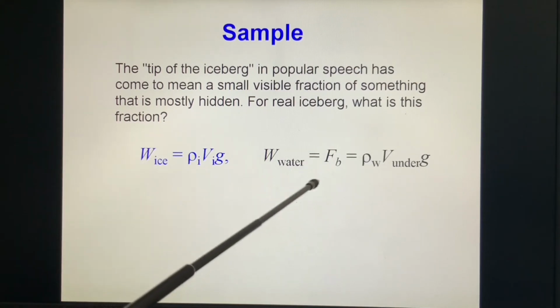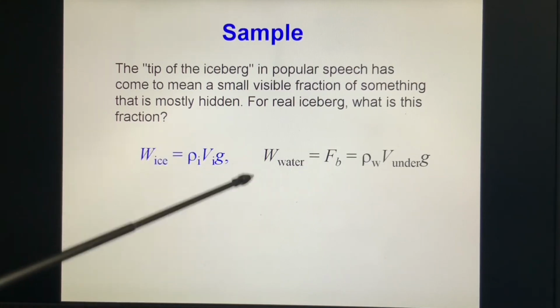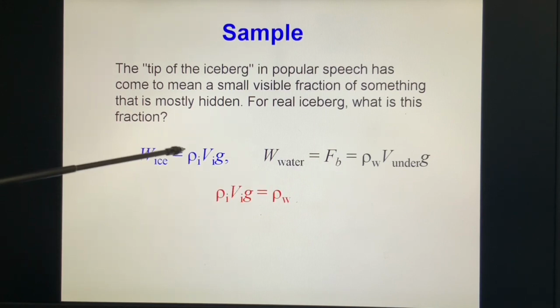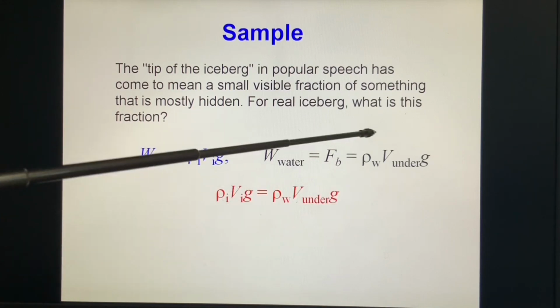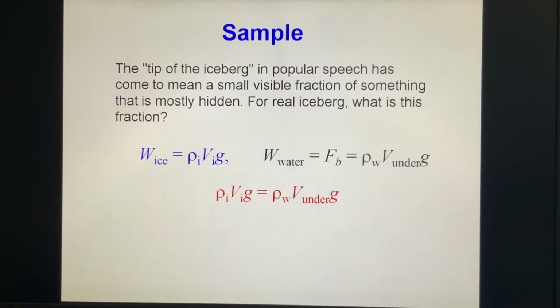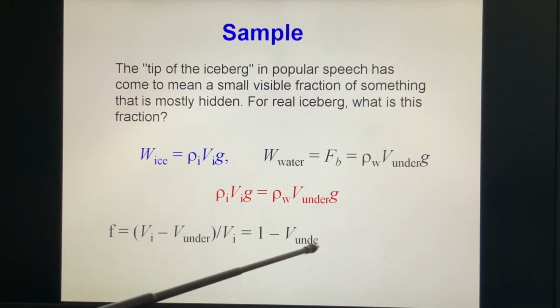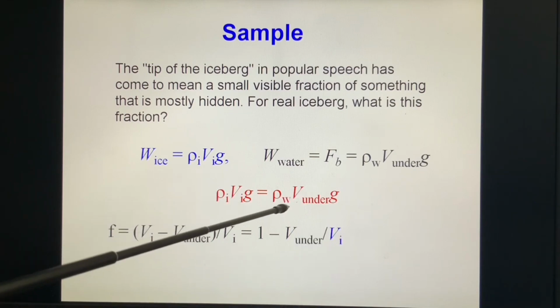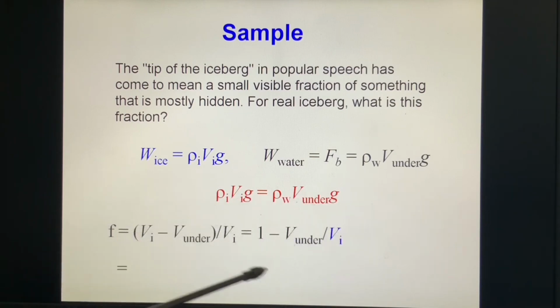They should be the same because when they balance, the force downward is equal to the force upward. In this case, rho_I V_I G equals rho_W V_under G. And the percentage is (V_I minus V_under) divided by V_I, equal to 1 minus V_under over V_I. And from here, V_under divided by V_I, with G cancelling, equals rho_I over rho_water.